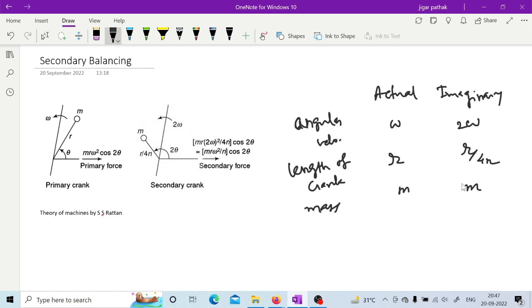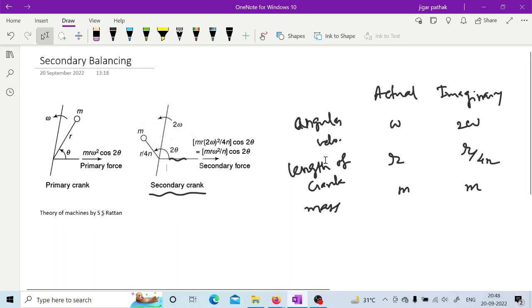So this MR omega square cos 2 theta can be written as MR into 2 omega square by 4n into cos 2 theta. One more thing is important to note: when the primary crank moves by theta, the secondary crank will move by 2 theta. So these are some of the assumptions in order to go for secondary balancing.